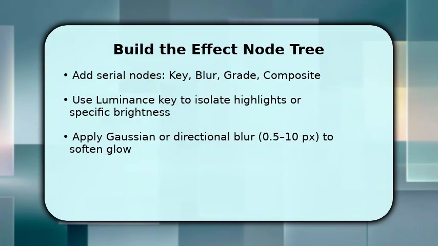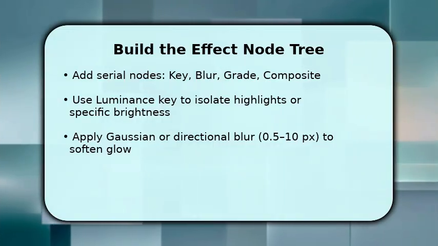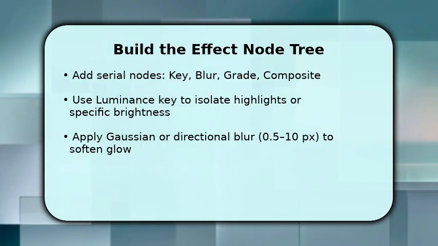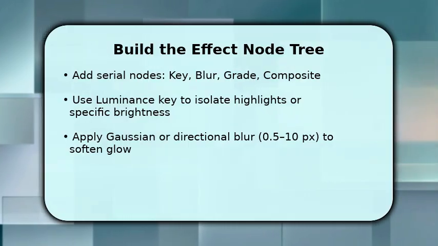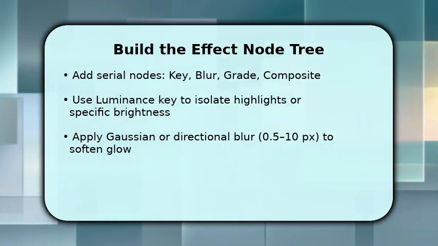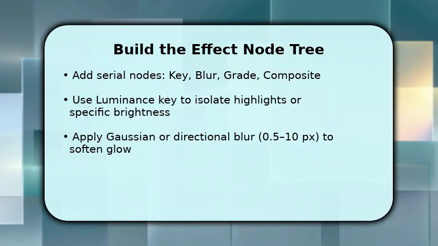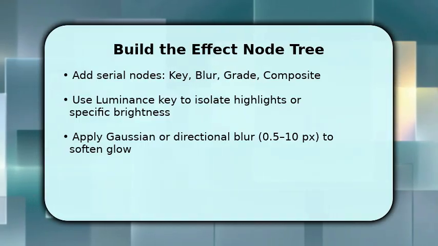Add a luminance key node to pull bright areas from the top clip. This isolates where the screen glow should appear. Once keyed, place a blur node to soften edges. Smaller values keep sharpness, larger values create bloom. Then add a grade node to push saturation and gain on the keyed portion so the effect reads like light.